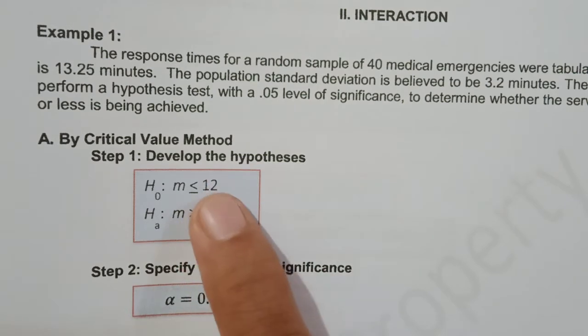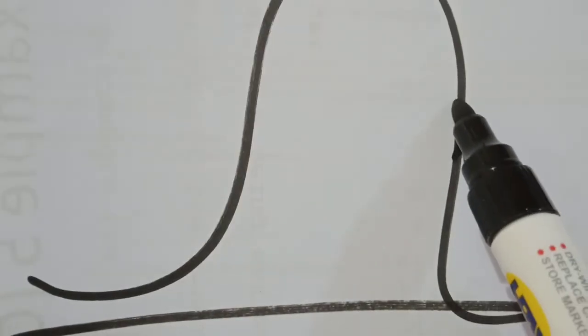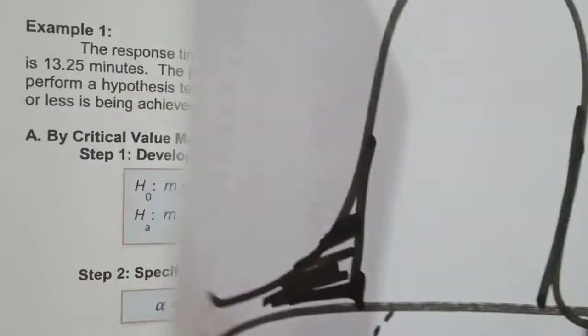Siyempre, kapag less than or equal ang null hypothesis, automatic, kung ito yung curve, yan, for example lang, halimbawa ito, kung ito yung portion dito ay less than, yan, less than or equal, for example lang ha, kasama yung 12 dito, yung kabaliktaran naman dito, yung alternative dito naman siya.